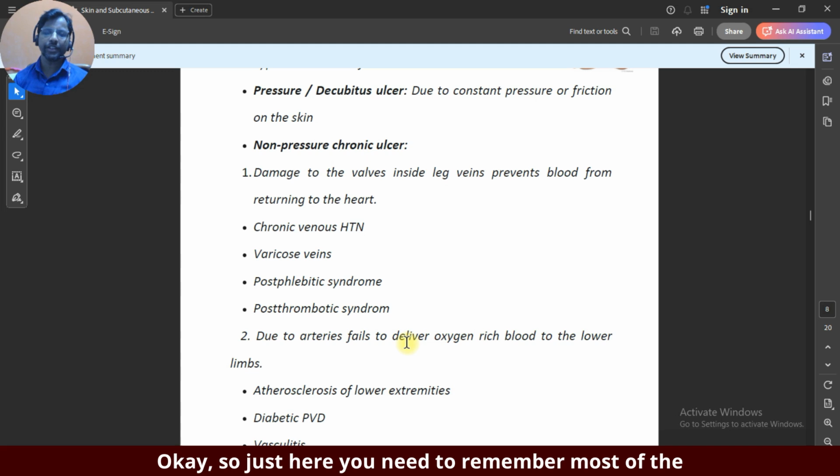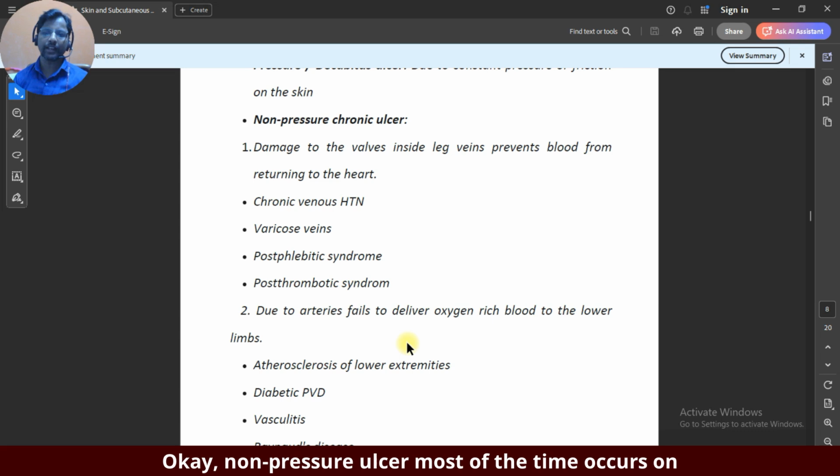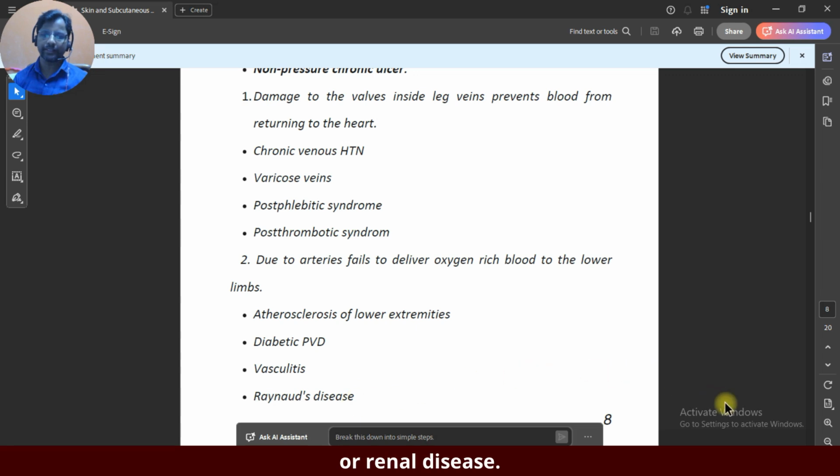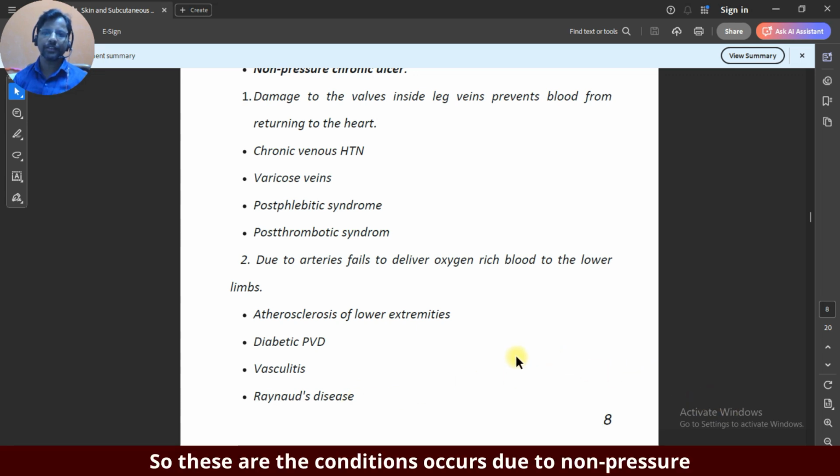Here you need to remember, most of the time pressure ulcer occurs on the buttock area. Non-pressure ulcer most of the time occurs on the legs or lower limbs. If the patient does not have enough oxygen to the lower extremities, the patient will encounter atherosclerosis of lower extremities, diabetic PVD, PVD meaning peripheral vascular disease, vasculitis or renal disease. These are the conditions that cause non-pressure ulcers.